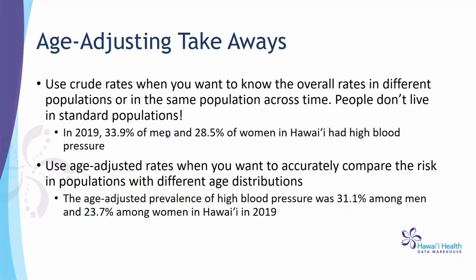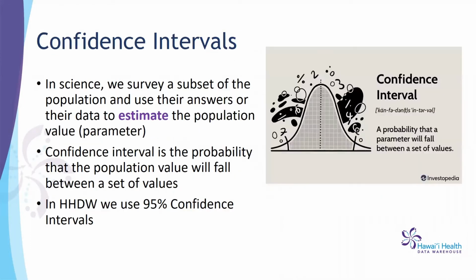So again, it's when you're wanting to compare the two groups that it makes sense sometimes to use age adjusted, and that is a tool that's available to you in the hhtw.org. So the next thing I wanted to talk to you a little bit about was confidence intervals.